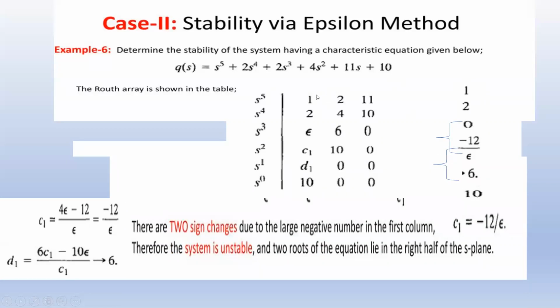So this is how we can comment on the stability of the system. If we encounter a zero value in the first column, we replace that with epsilon.